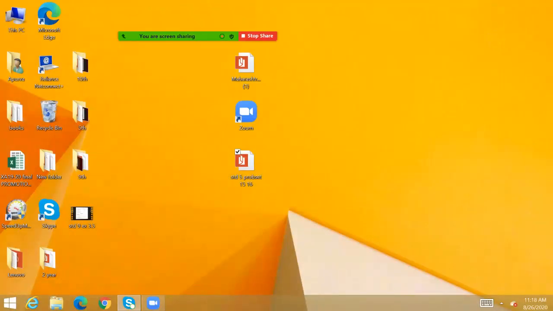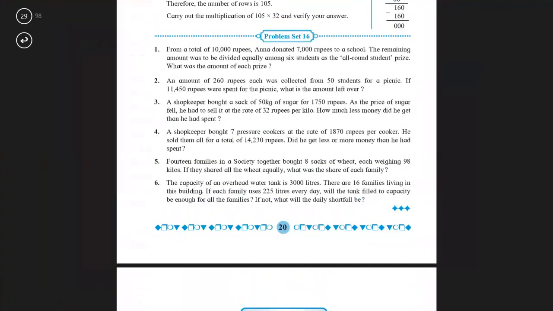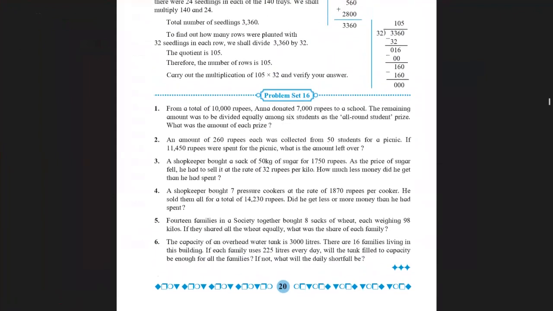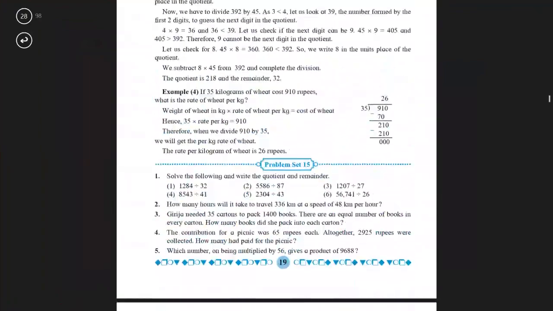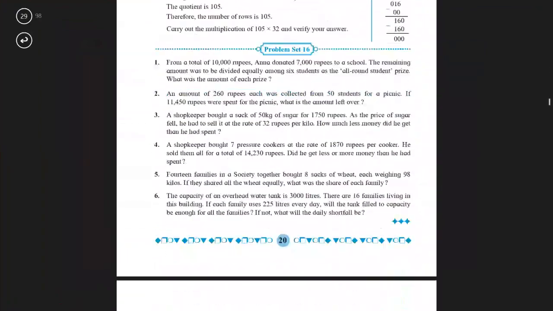Now with this, children, we have come to the last question of this exercise and the lesson is done. Now in this particular session, I have taken two exercises, problem set 15 and 16. Okay. So I want all of you to be completing these sums in your classwork so that your lesson number 4 will be completely done.